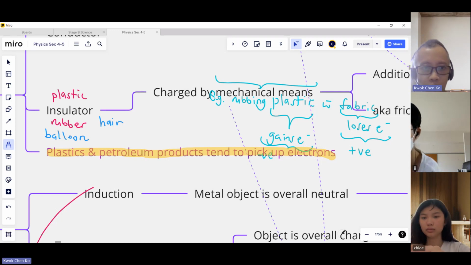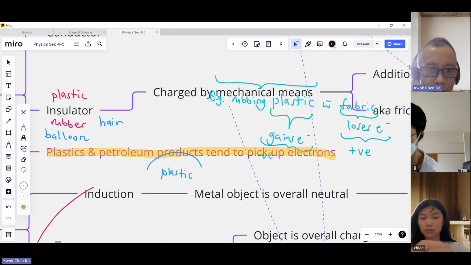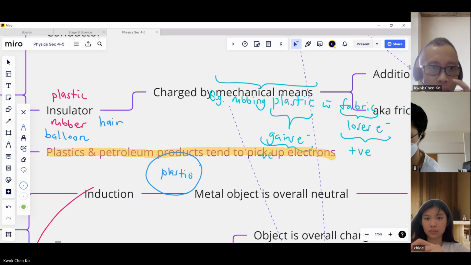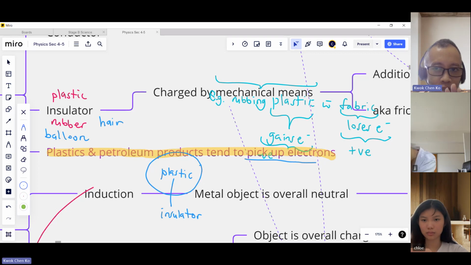But let's also be a bit mindful. Let's say I have a plastic ball like this. It goes without saying, plastic is an insulator. Okay. So when I say that they tend to become negatively charged because they tend to pick up electrons, I'm often referring to the surface.